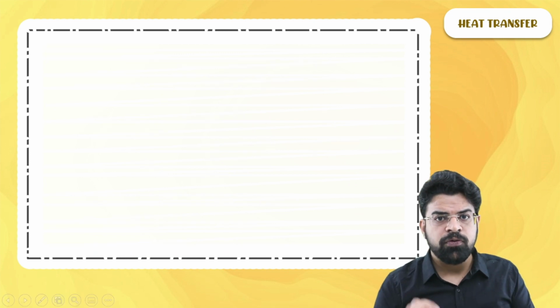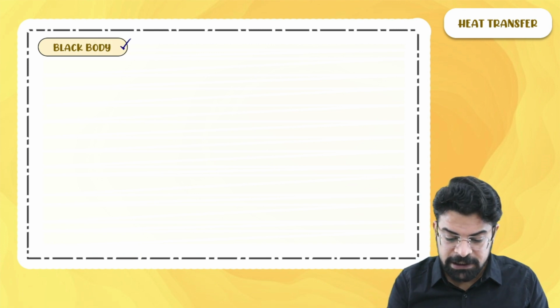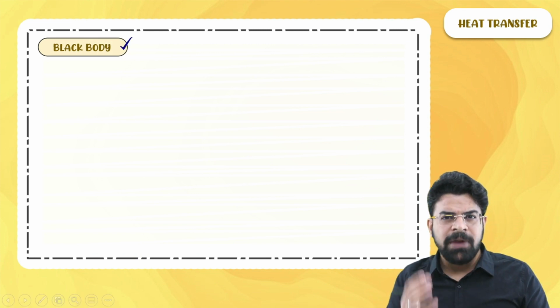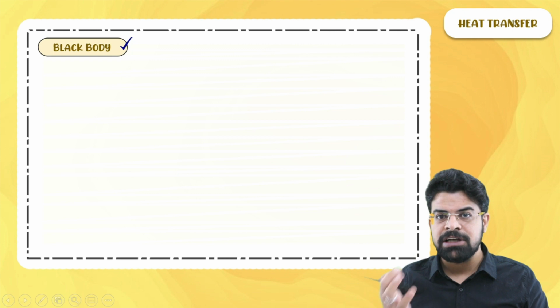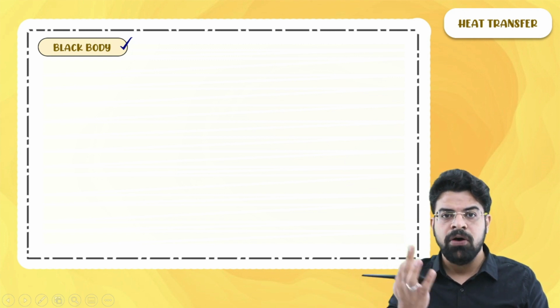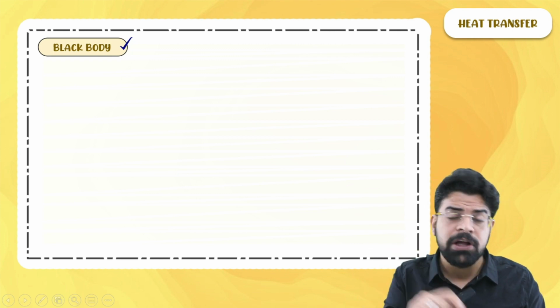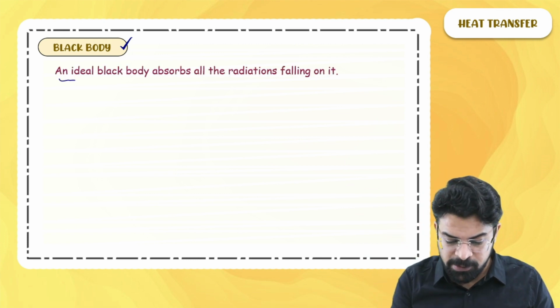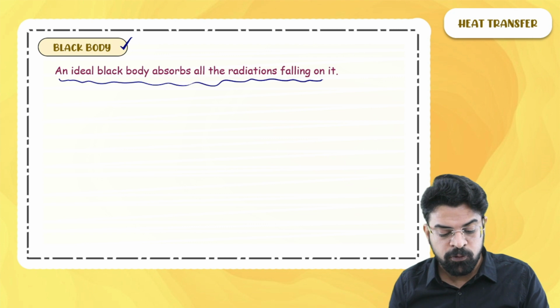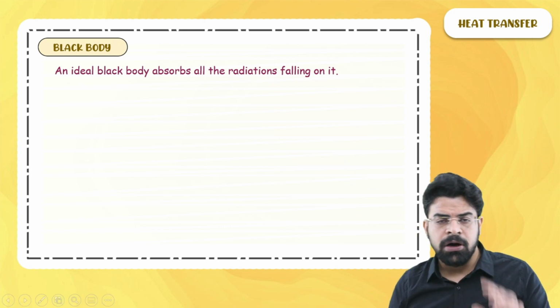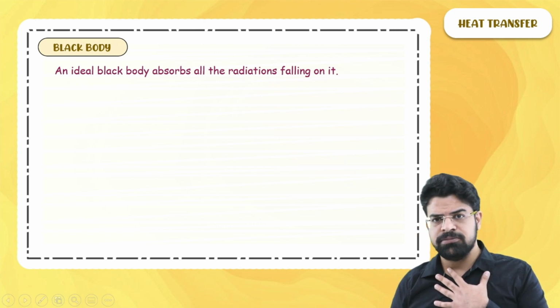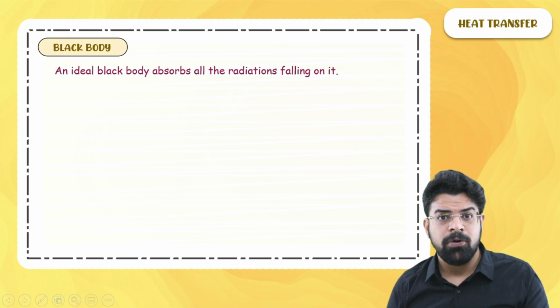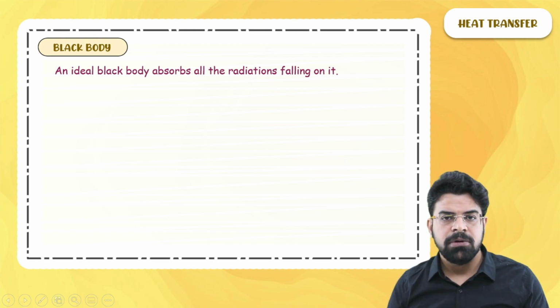So now we should focus on discussing what a black body is. Sir, a black body is a body which absorbs the radiation falling on it. An ideal black body absorbs all the radiation falling on it. I ask you a question. Is my shirt black? Yes. Is my shirt an ideal black body? Can't say. Why can't you say?